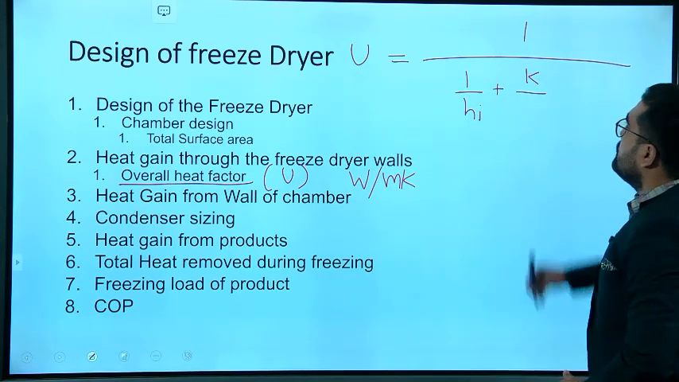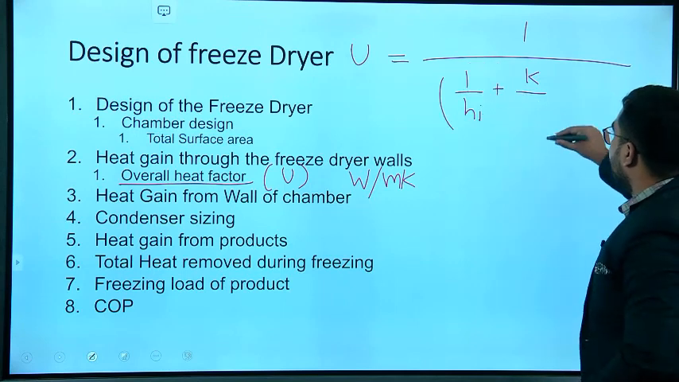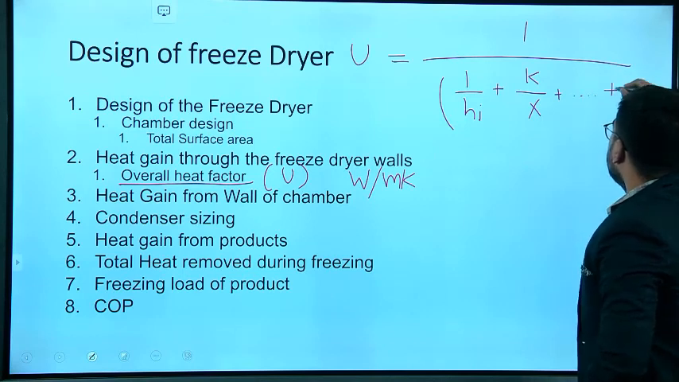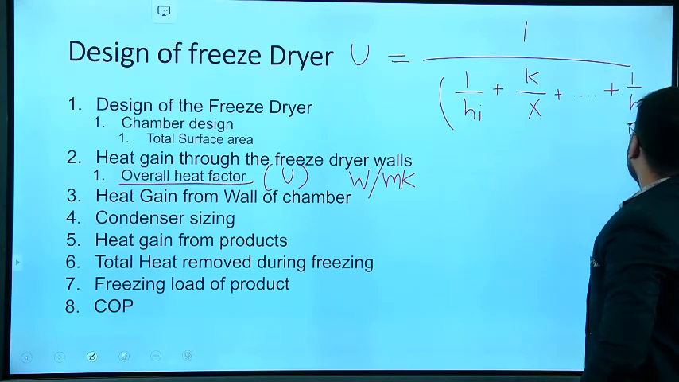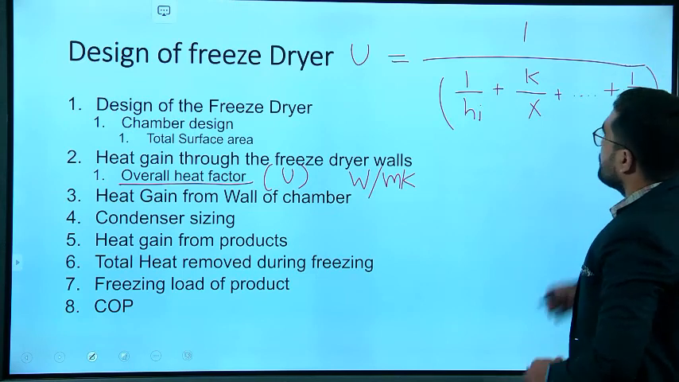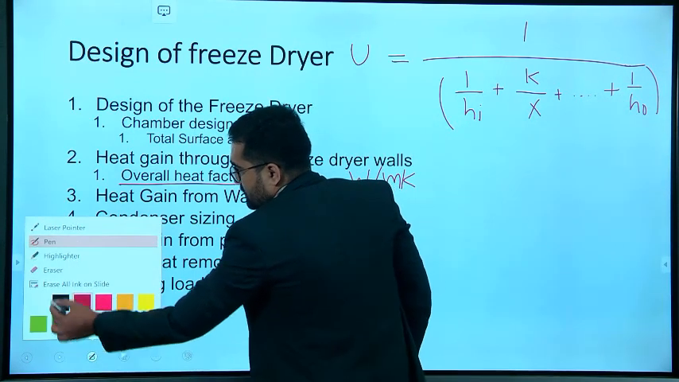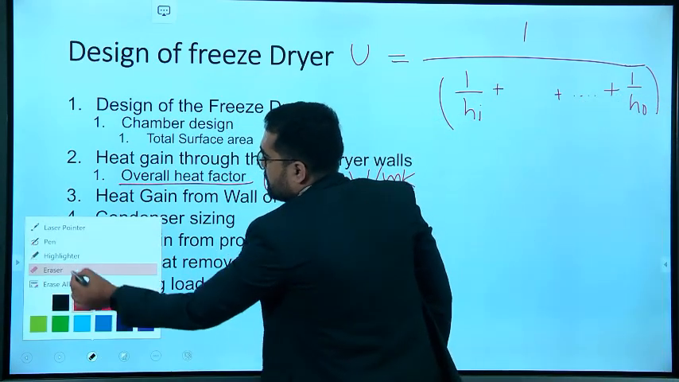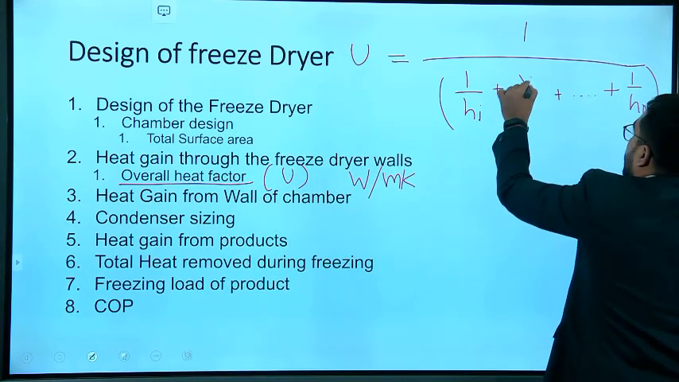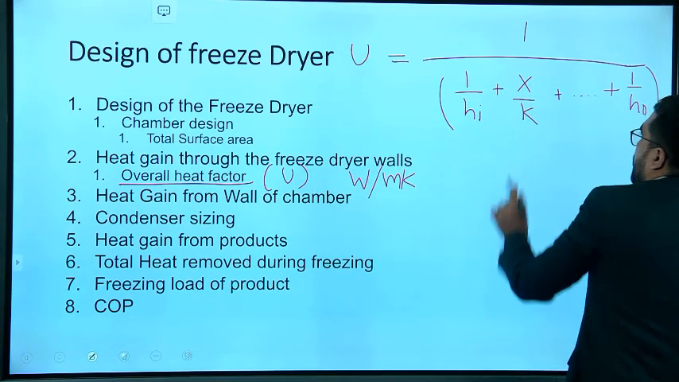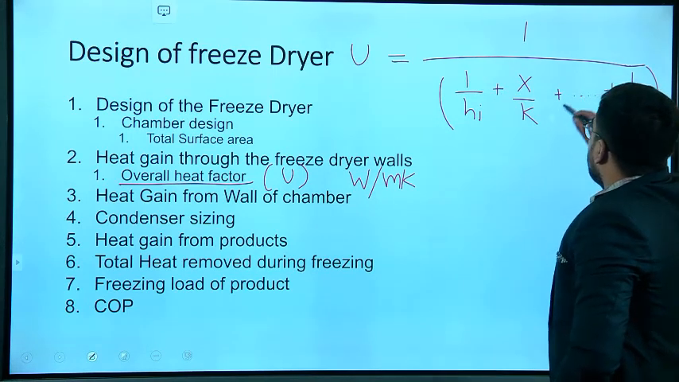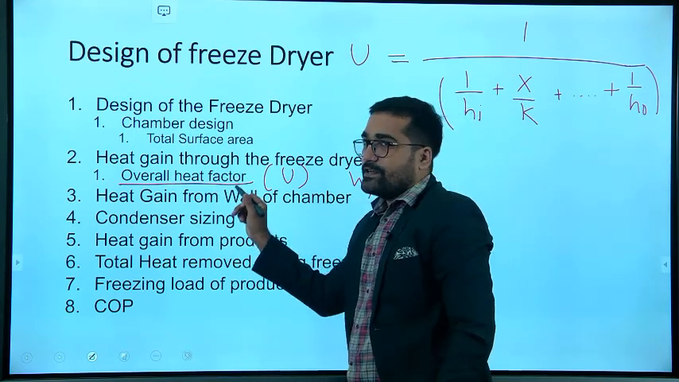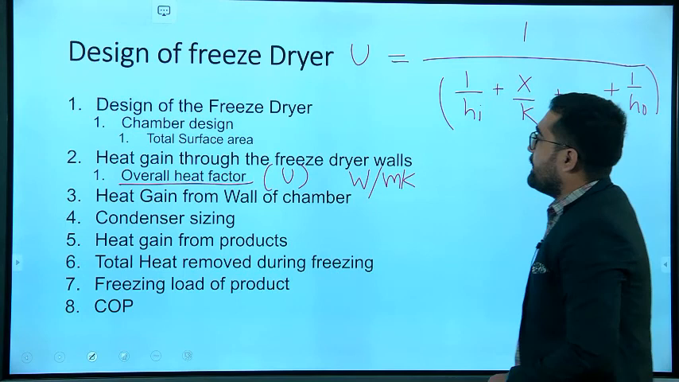U equals 1 upon everything, K by X plus 1 by H naught. So, this is the formula for the overall heat transfer factor or overall heat transfer coefficient. We will find it from here.